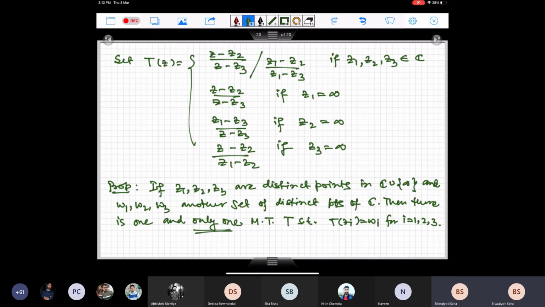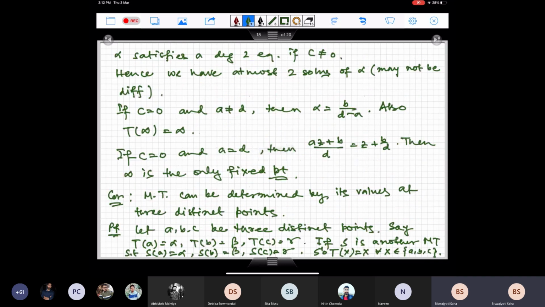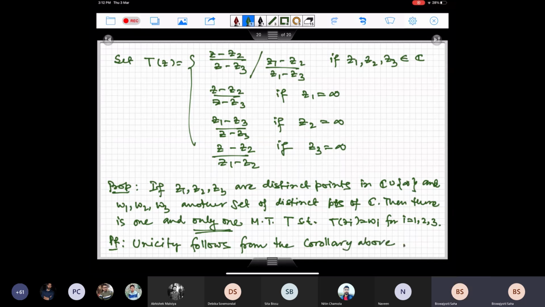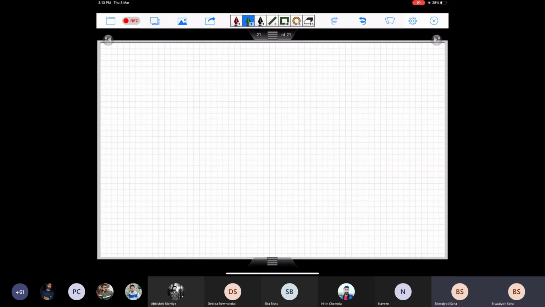Of course, if there exists one, there will be only one. This only-one part we have already proved, because as a corollary we got that a Mobius transformation can be determined by its values at 3 distinct points. So the uniqueness is already done. We just need to now prove the existence. Proof: uniqueness follows from the corollary above. So next I have to prove the existence.